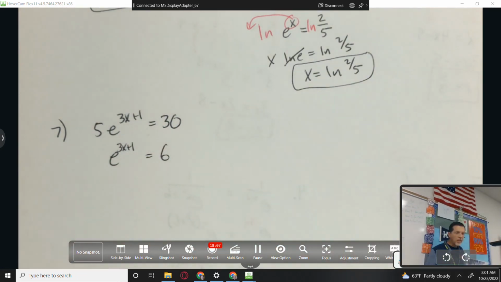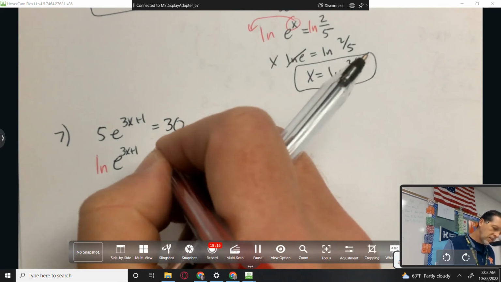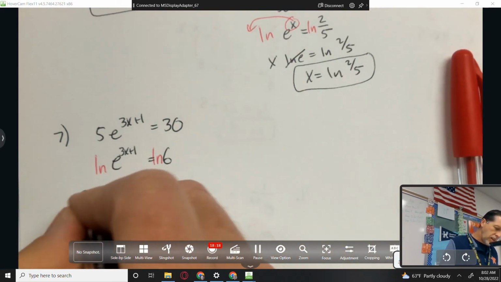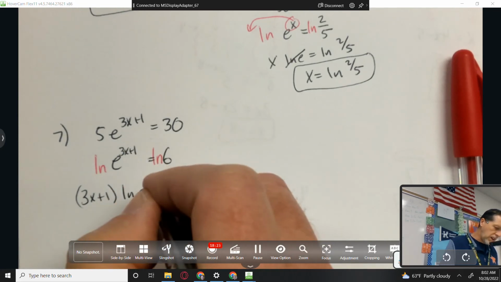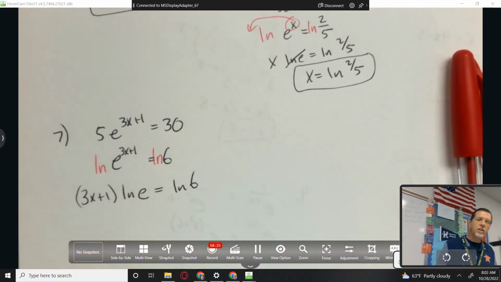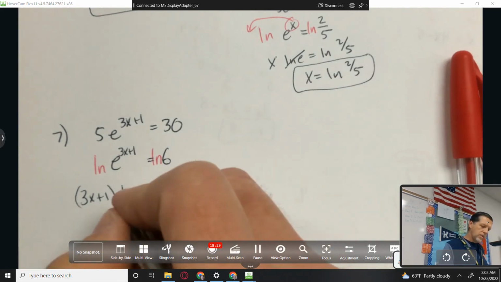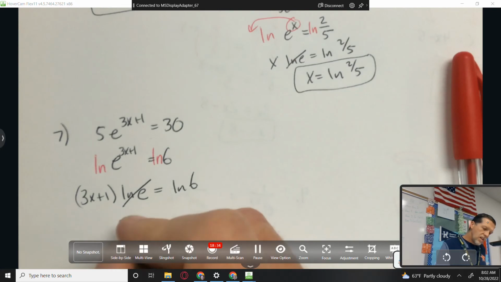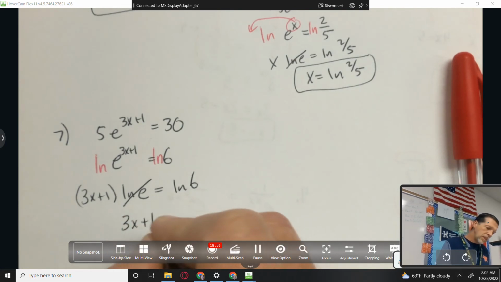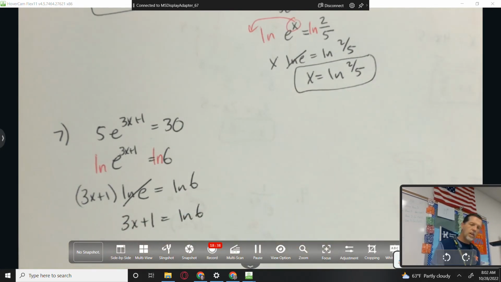Now we're stuck on the exponent thing. So what fixes the exponent thing? Let's natural log both sides. So 3x plus 1 times natural log of e equals natural log of 6. Well, natural log of e is 1, so that's kind of nice. So 3x plus 1 equals natural log of 6.